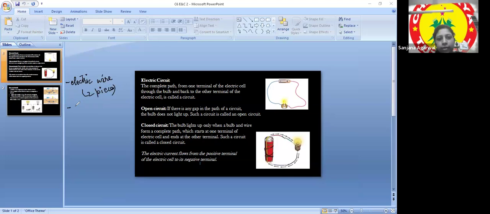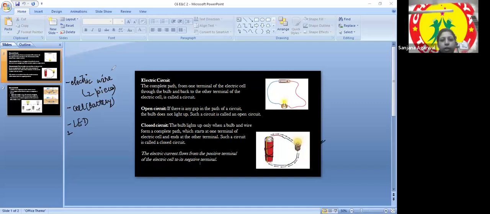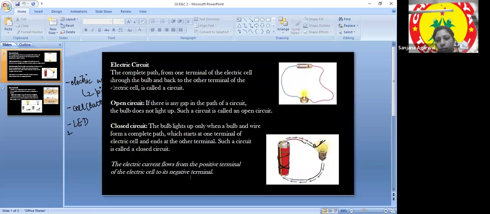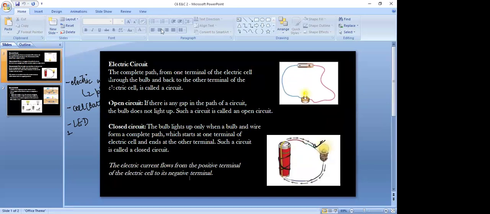Next, you need to get a cell or a battery. Next, you need to get a small electric bulb or simply an LED. One LED. Is it okay? Yes, ma'am. So we will be performing this activity in the next class, whenever we have it next week. Okay, ma'am.